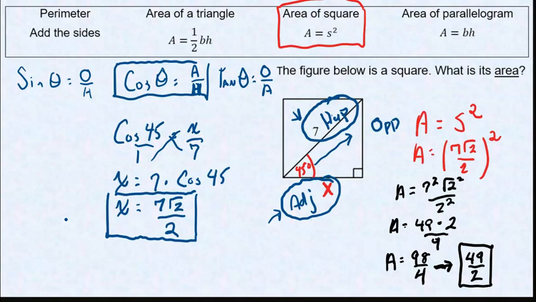Alright, a couple of things I want to bring up here. If I were to punch 7 square root of 2 over 2 into the calculator, that would be 4.9497.